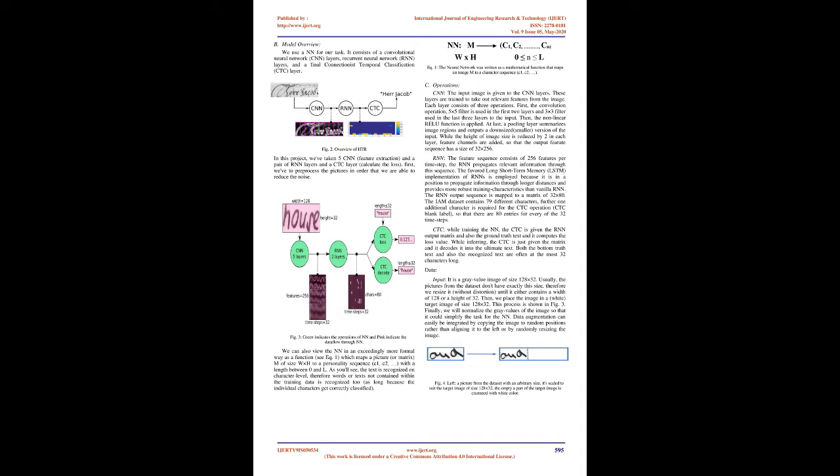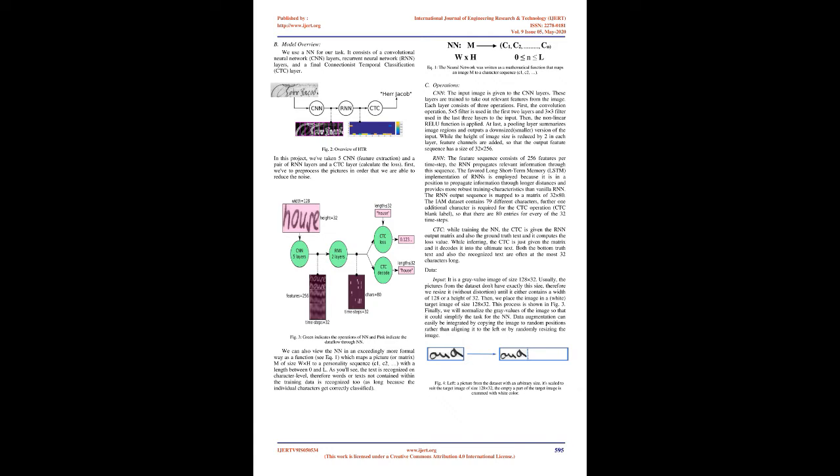B. Model overview. We use a NN for our task. It consists of convolutional neural network, CNN, layers, recurrent neural network, RNN, layers, and a final connectionist temporal classification, CTC, layer. Fig 2, overview of HTR. In this project, we have taken 5 CNN feature extraction layers, 2 RNN layers, and a CTC layer to calculate the loss. First, we have to pre-process the images so that we can reduce the noise. Fig 3, green indicates the operations of NN and pink indicates the data flow through NN.